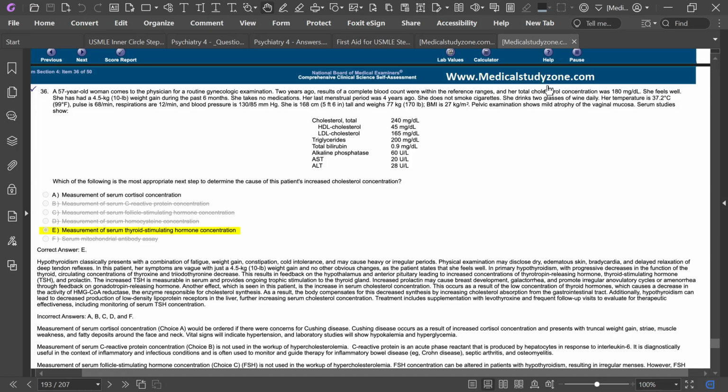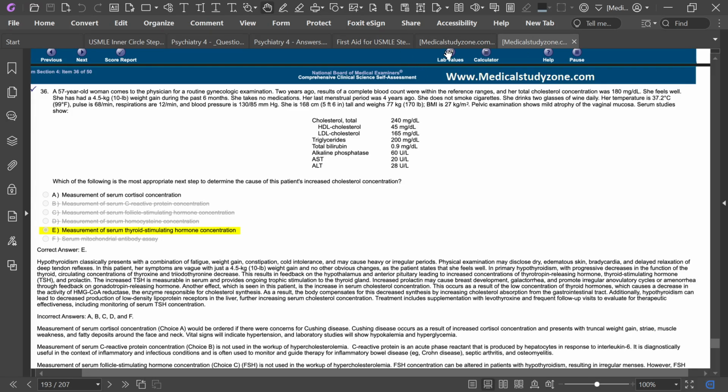Treatment includes supplementation with levothyroxine and a follow-up visit to evaluate therapeutic effectiveness, including monitoring of serum TSH concentration. Okay.